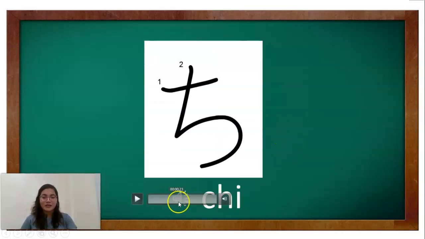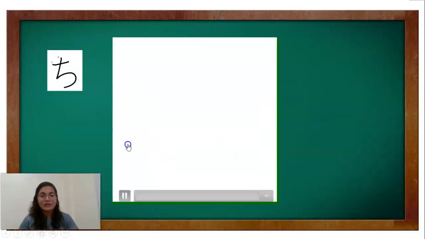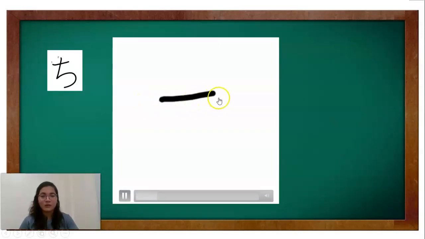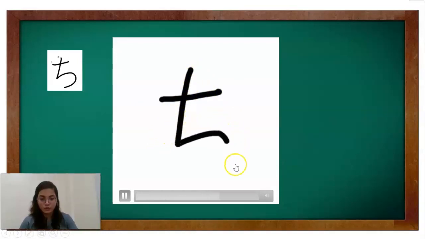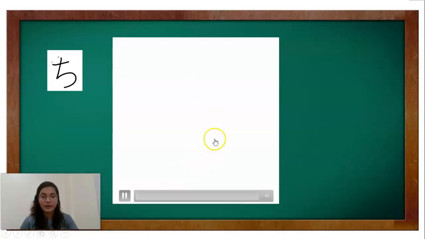Okay, next is chi. Chi has 2 strokes. 1, 2. Okay, let's try it again. 1, 2.